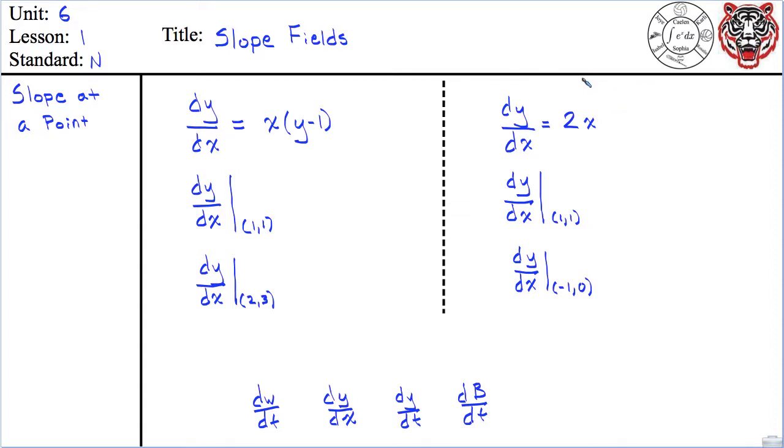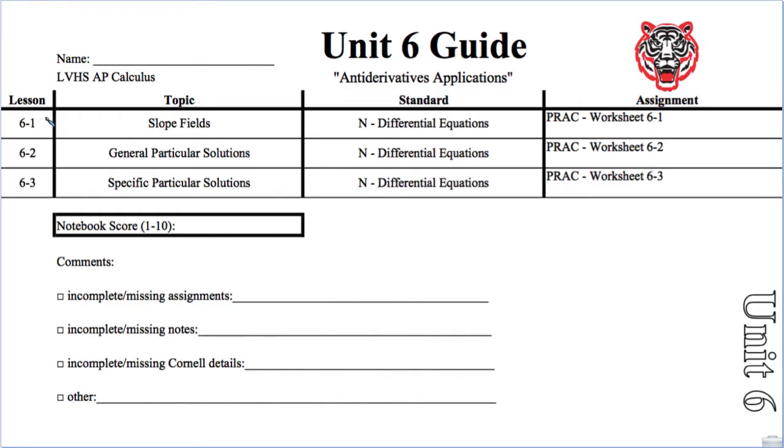This is AP Calculus, lesson 6-1. We're talking about slope fields. Where are we in the unit? We only have 3 lessons this unit.